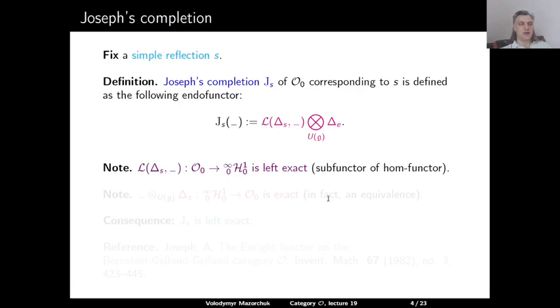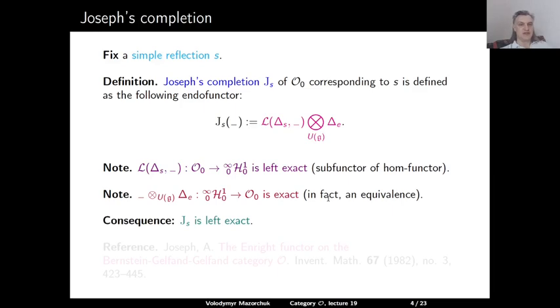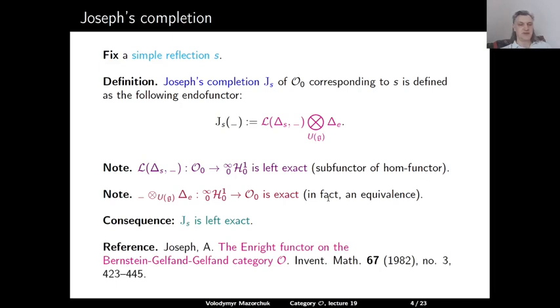Note that the first part of taking locally ad finite homomorphism from delta S to blank, so this is a functor from O0 to H001 infinity, this functor is left exact. It's a subfunctor of the home functor. And the second part in the definition, tensoring over UG with delta E, this is a functor from Harish-Chandra bimodules to O0. This functor is exact. In fact, this is a part of the BG equivalence. Consequently, Joseph's completion JS is a left exact functor. So this functor was defined by Joseph in his 82 paper, the Enright functor on the Bernstein-Gelfand-Gelfand category O.